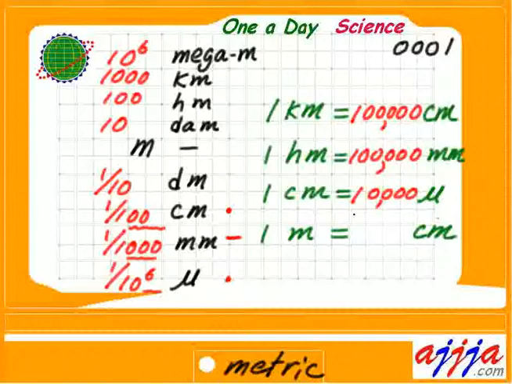Okay, let's try one more. 1 meter. How many centimeters? 1 meter, right there. Centimeters, right there. Okay, from here, 1, 2. That means all you gotta do is add 2 zeros. 100 centimeters. Great.